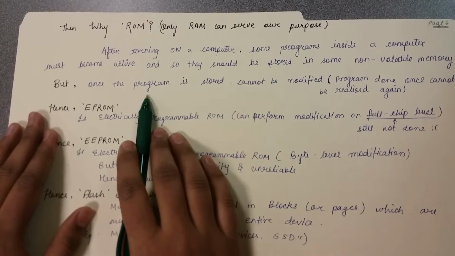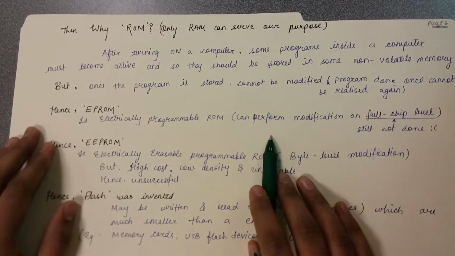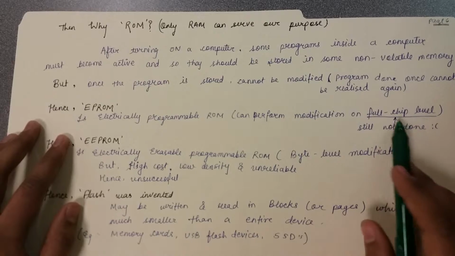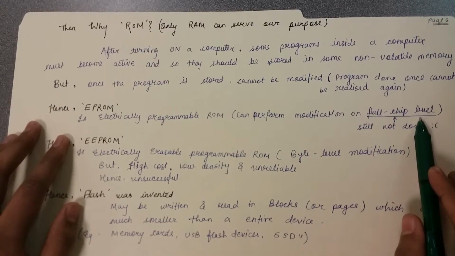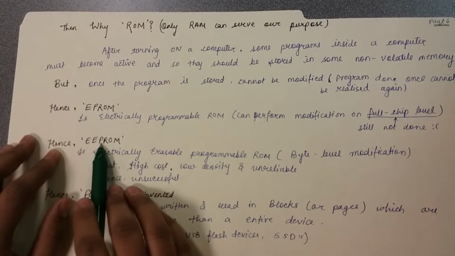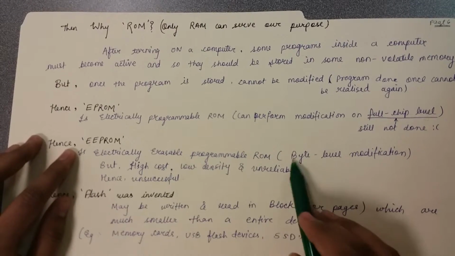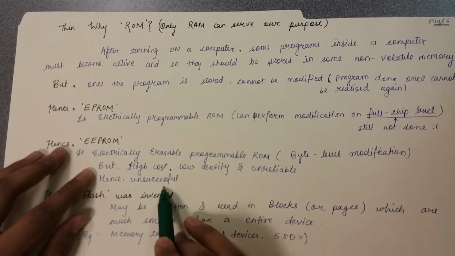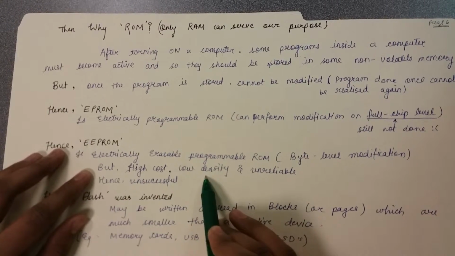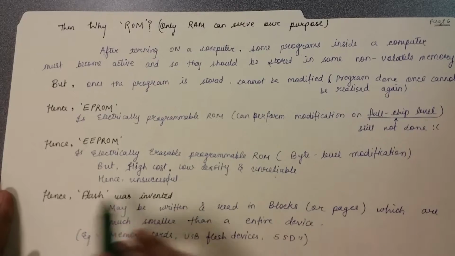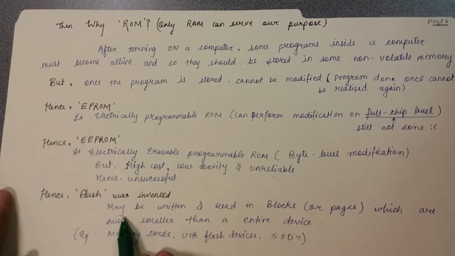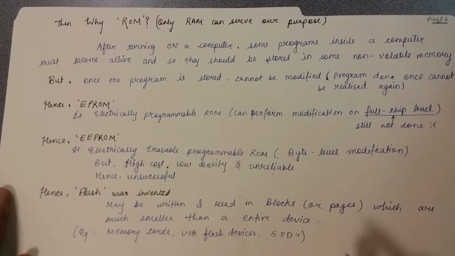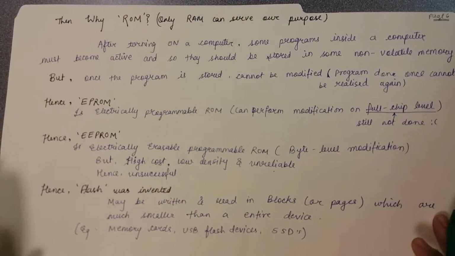But ROM has a problem. Once a program is stored, it cannot be modified. So EPROM came into the picture. But there is still a problem because the modification is at full chip level. Hence EEPROM came into the picture. Herein we can perform byte level modification, but it was highly unsuccessful as the cost was high, the density low and it was unreliable. Hence Flash was invented. In Flash, block level or page level modification can be done, and hence it's working well.